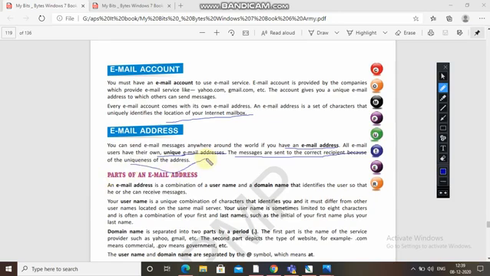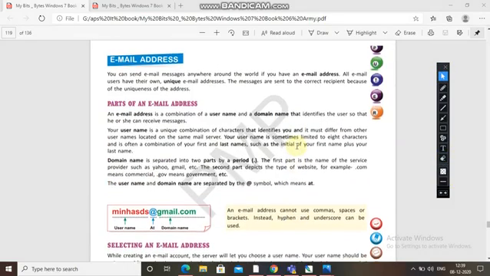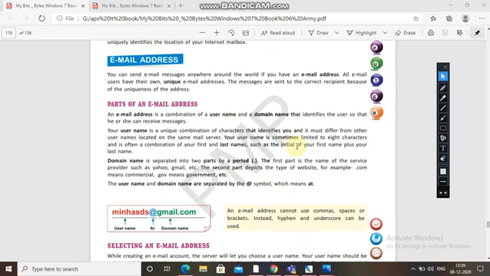Now coming to parts of an email address. What are the different parts of an email address? An email address is a combination of username and domain name that identify the user so that he or she can receive messages. Username is a unique combination of characters that identifies you, and it must differ from other usernames located on the same server. Username is sometimes limited to 8 characters and is often a combination of your first and last name. So remember this. Such as the initial of your first name plus your last name.